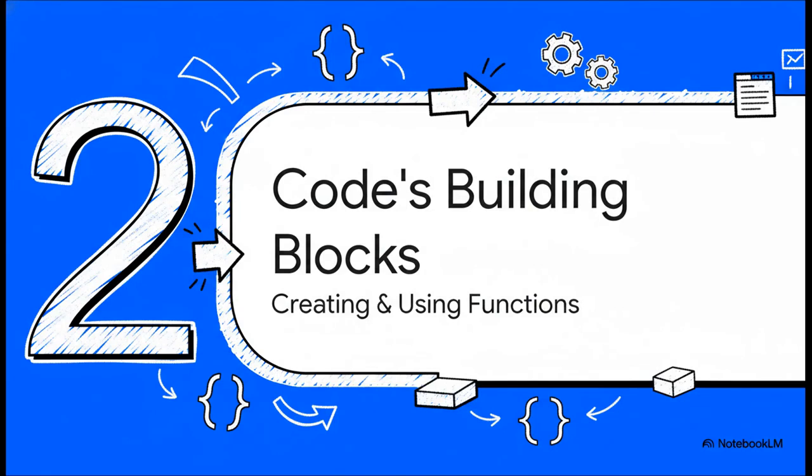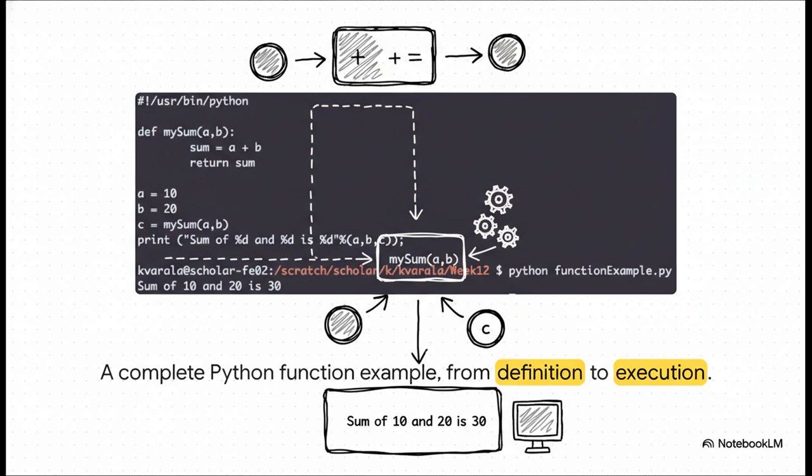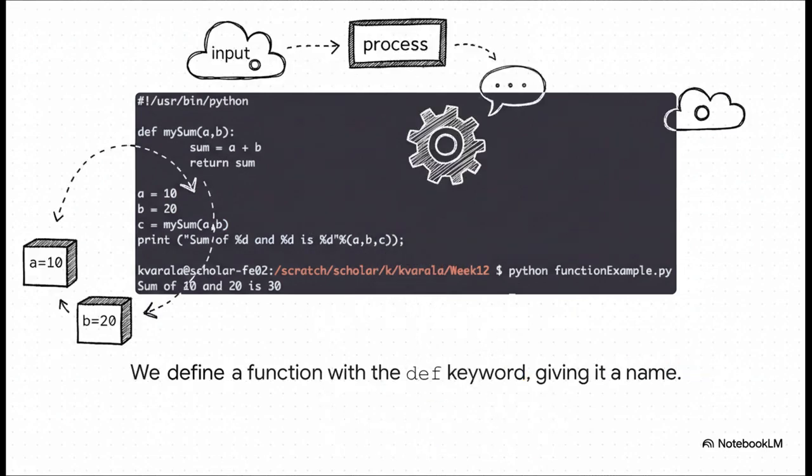They save you from that copy-paste trap, and they make your code so much easier to read and understand. So how do we actually create and use one of these powerful tools? Let's just break down a really simple example. This program here defines a function that adds two numbers together, and then it calls that function to get the result. Okay, it all starts with that def keyword. That's how you tell Python you're defining a function. You give it a name, in this case it's mySum, and then you specify the placeholders, a and b, for the data it's going to need to do its job.